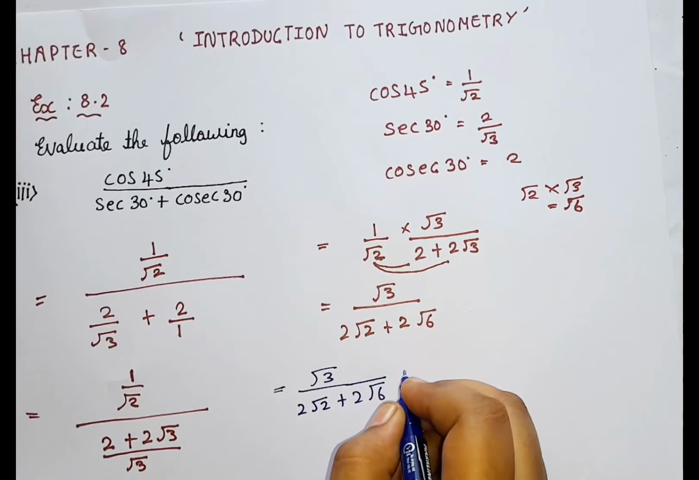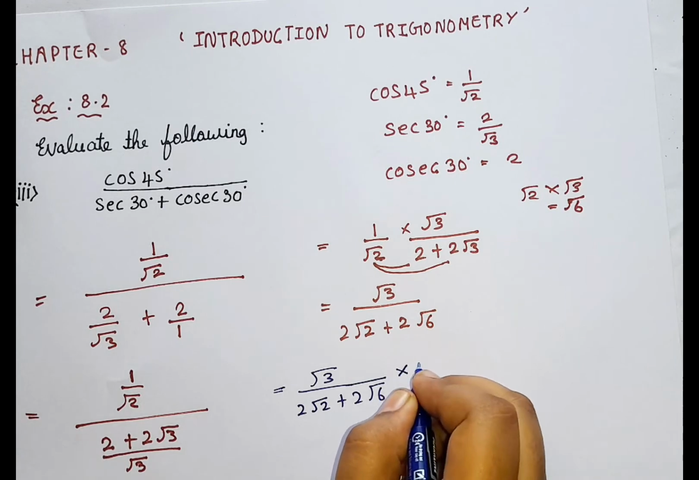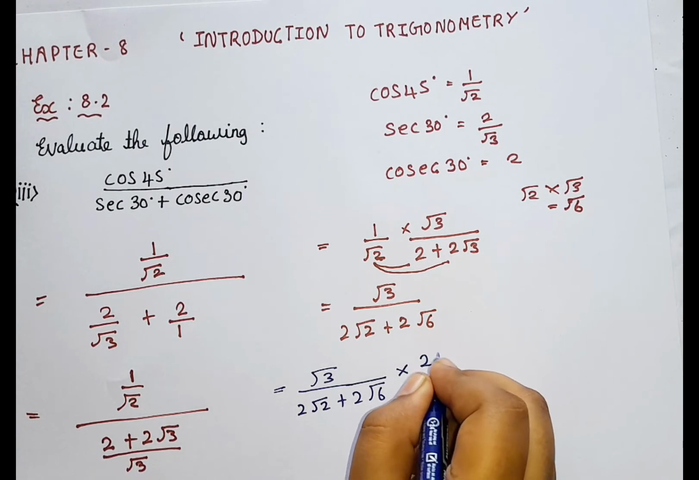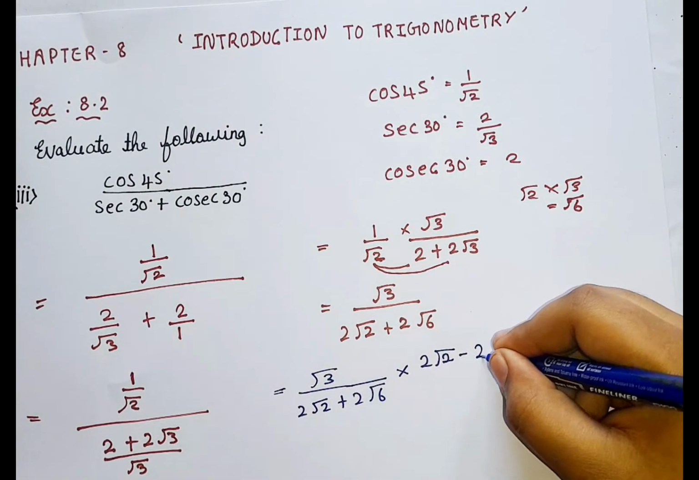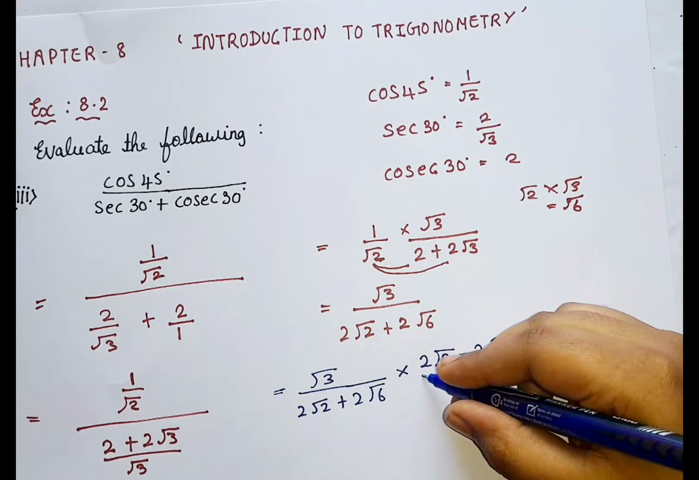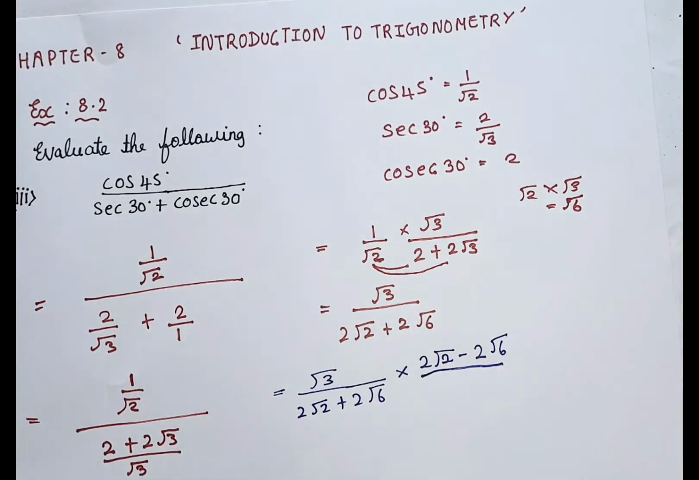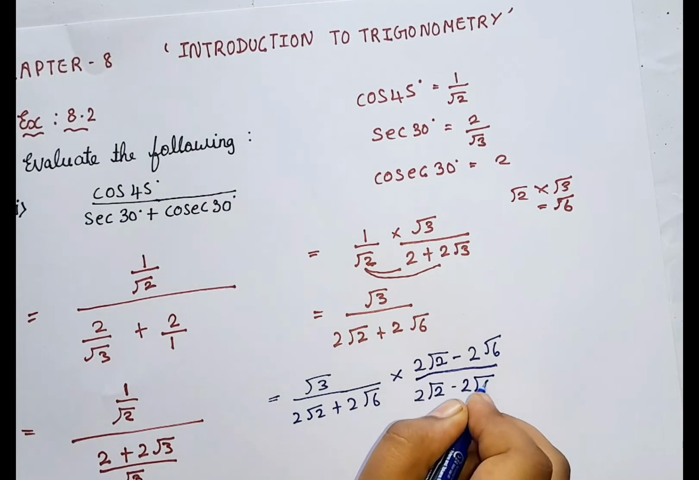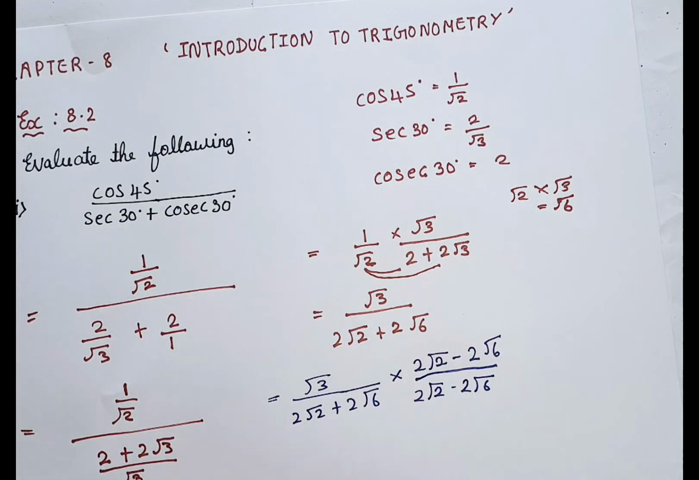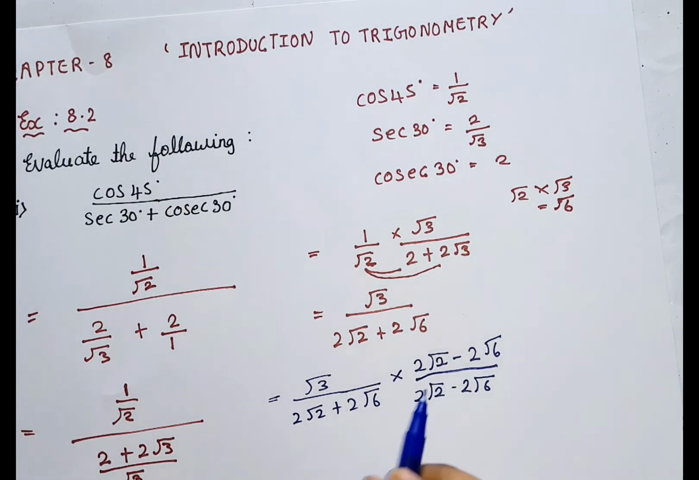What is the meaning of rationalization? Rationalization means we have to multiply by 2 root 2 minus 2 root 6, divided by 2 root 2 minus 2 root 6. Remember guys, this is how we do rationalization. If we have plus here, we have to change it into minus. We multiply with the same number and change the sign to minus. This is the meaning of rationalization.